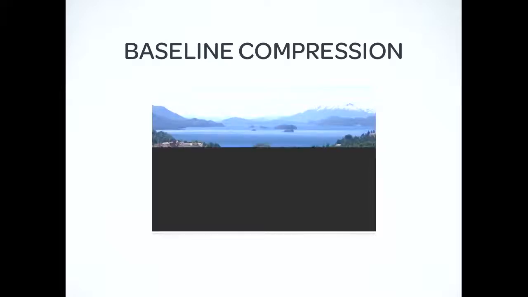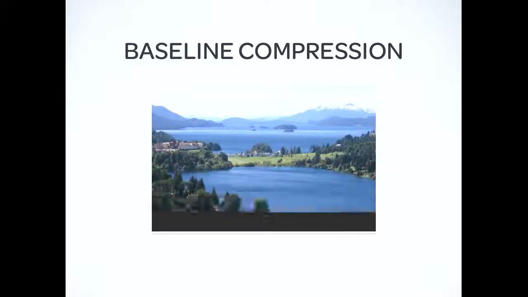For example, JPEGs by default use a baseline compression method. So in this method, the data of the image is compressed from top to bottom. So when the JPEG loads in the browser, it starts rendering from top to bottom. Now, if it's a large file or if the connection is slow, we can sometimes see this unpleasant effect where the image slowly loads from the top down. So I'm sure we've all seen this at some point.